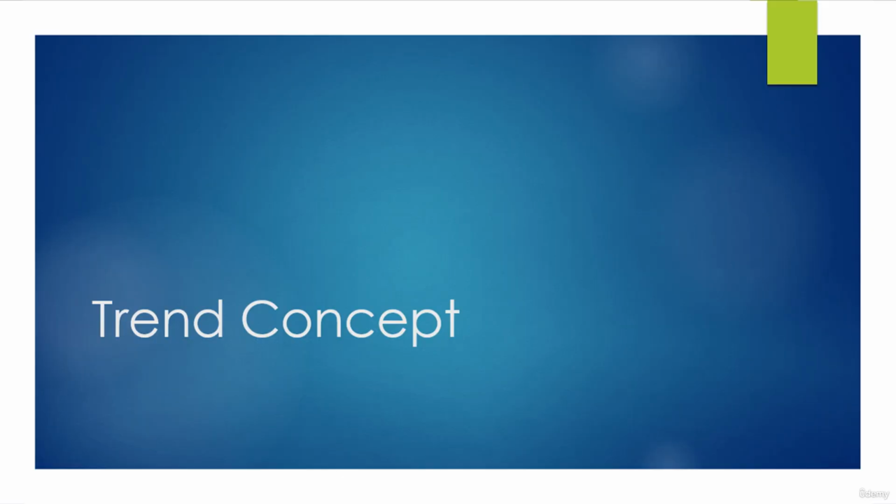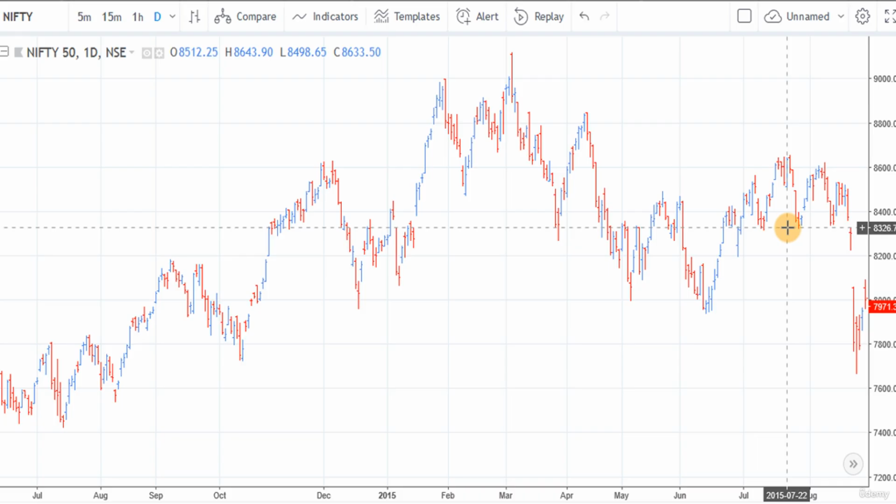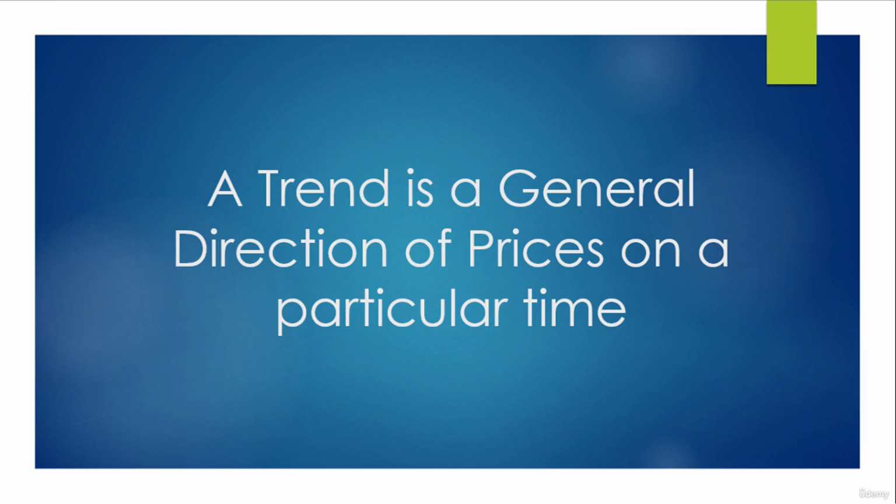Now in this lecture we will learn what is trend and understand how market respond with trend. The price chart of a security may appear like a random distribution, but this is not so. Market always moves with the trend unless any external force pushes it in the opposite direction. A simple definition of trend is the general direction of price movements on a specified time.